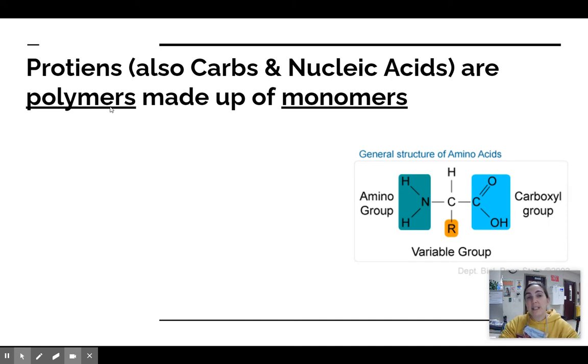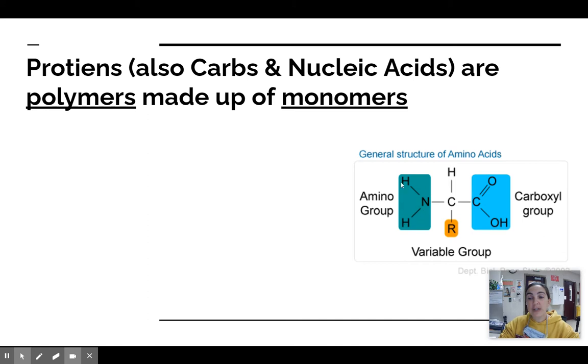So before we dig deep into proteins themselves, we're going to look at the monomers of proteins. On the screen here, you have a diagram of an amino acid. And this is the basic structure. Every amino acid, the way you can recognize it, has this backbone of a nitrogen, carbon, carbon. So that's one thing to look for.